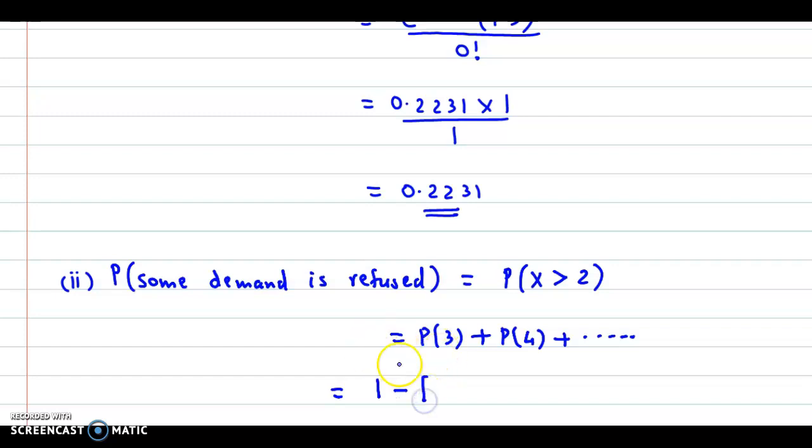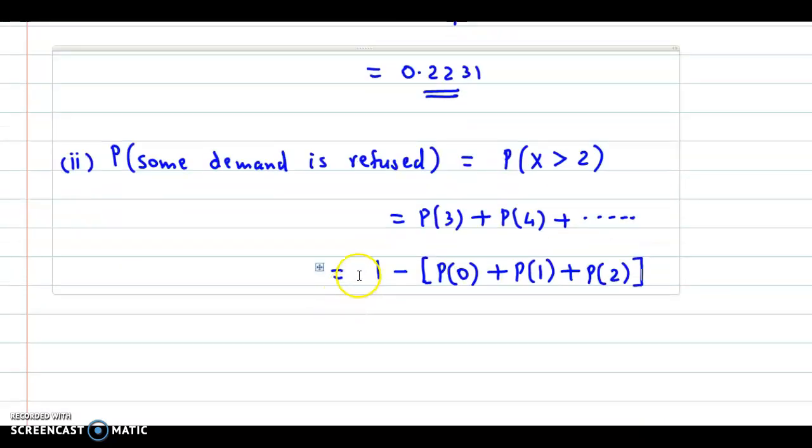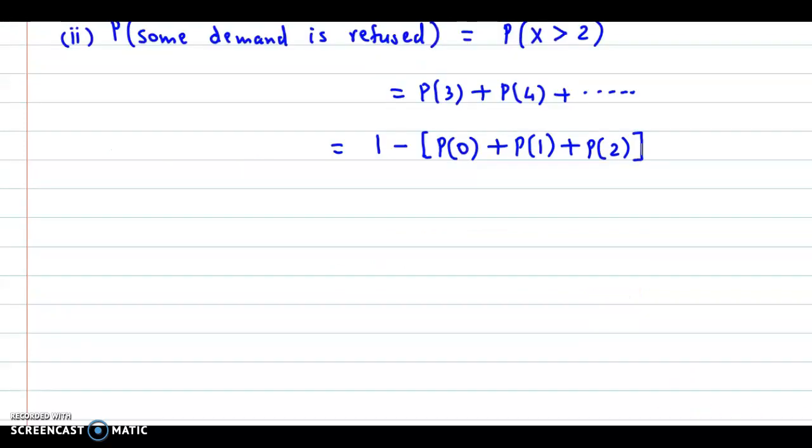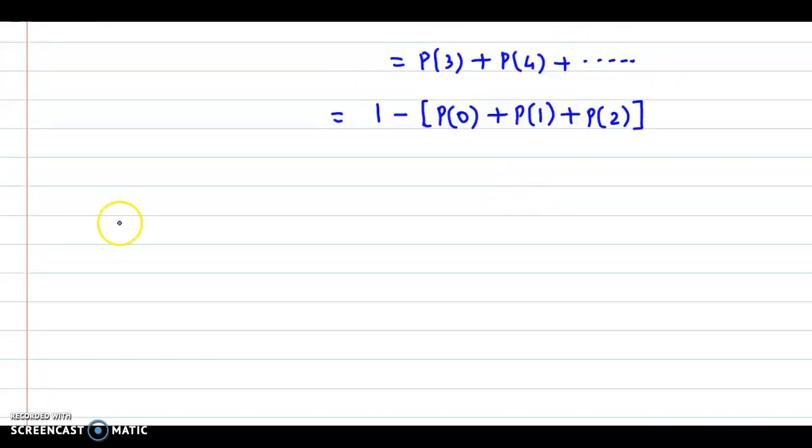Now in order to find this, what we do is we subtract from 1 the remaining probabilities, that is before 3. The values before 3 would be 0, 1 and 2. So 1 minus probability of x equal to 0 plus probability of x equal to 1 plus probability of x equal to 2. So please remember, some demand is refused only if the demand exceeds 2 cars, right? And this could be easily obtained as 1 minus P of 0 plus P of 1 plus P of 2. Now we obtain the 3 probabilities and perform this subtraction.